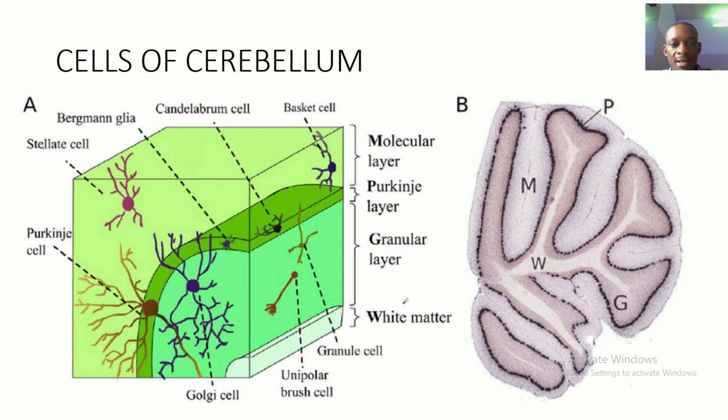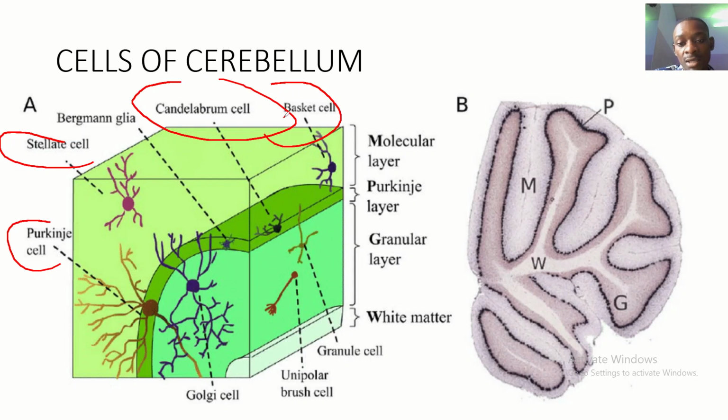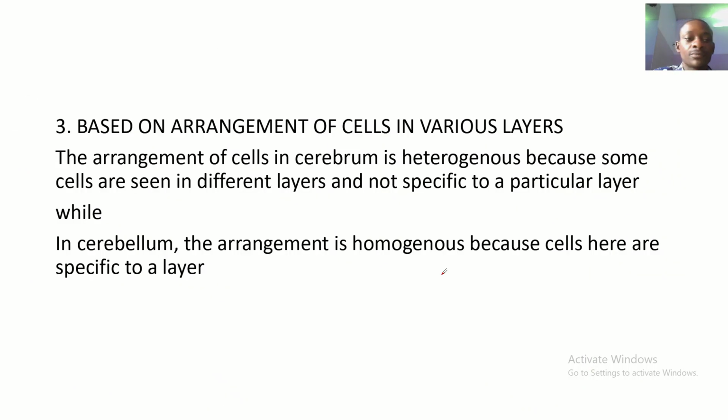Okay, so I still brought the image of the cells of the cerebellum. You could see the Purkinje cells, you can see the stellate cells, you can see the basket cells. There are other types of cells too. And remember the layers: molecular layer, Purkinje layer, granular layer.